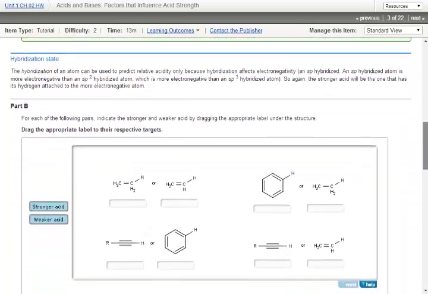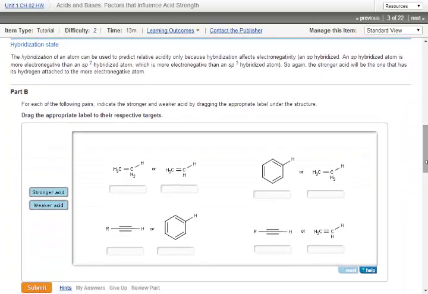Part B, we're looking at hybridization state. Now this also has to do with electronegativity. So the stronger acid is going to be the least hybridized. So what we have here is an sp3 carbon, and what we have here is an sp2. Therefore, this is going to be a stronger acid than this because the sp3 is less electronegative than an sp2.